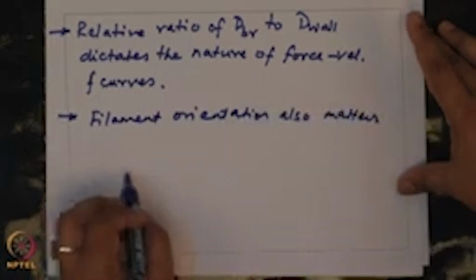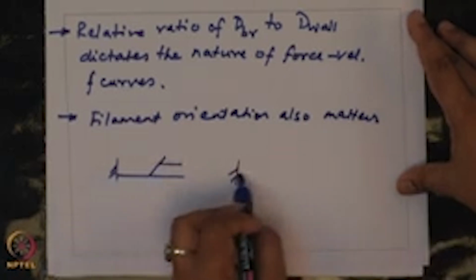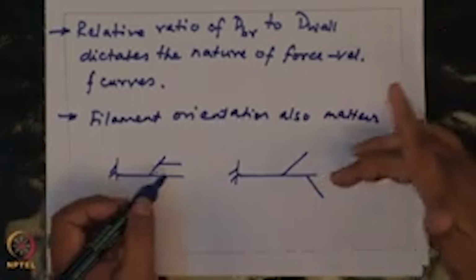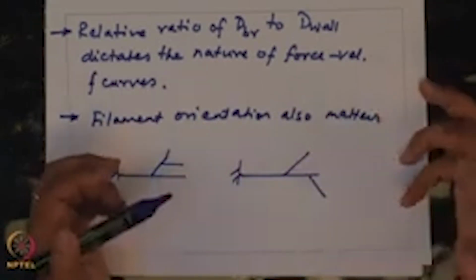Because even if you have only 3 filaments in the system, this is one particular geometry versus this might be another geometry. So, there will be a difference in the nature of the force velocity curve depending on what the geometry of the filaments is.